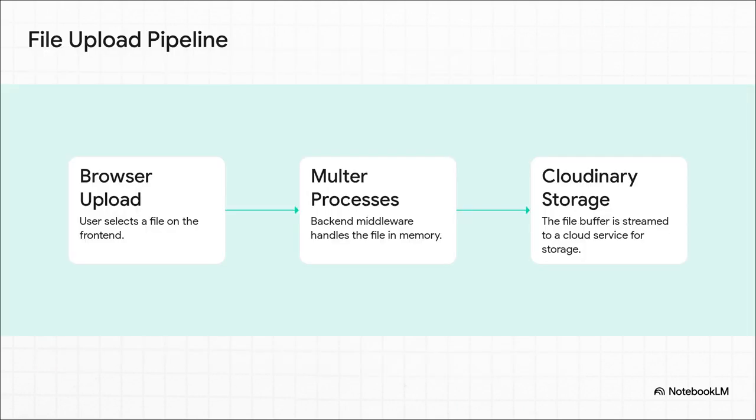Handling file uploads is super critical. In this modern flow, the file never even touches our server's hard drive. The user uploads it, a back-end tool called Multer catches it in temporary memory, and then it immediately streams it off to a dedicated cloud storage service. It is fast, it's scalable, and it's secure.